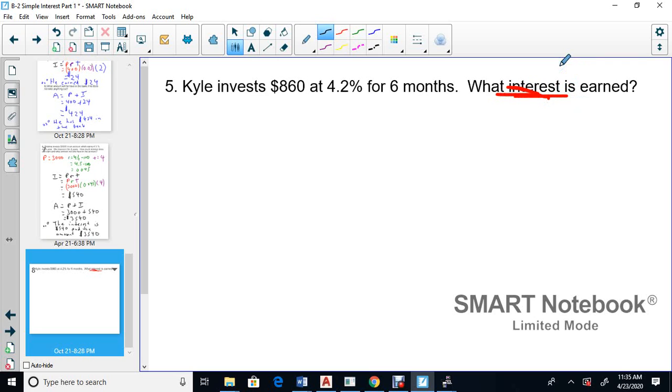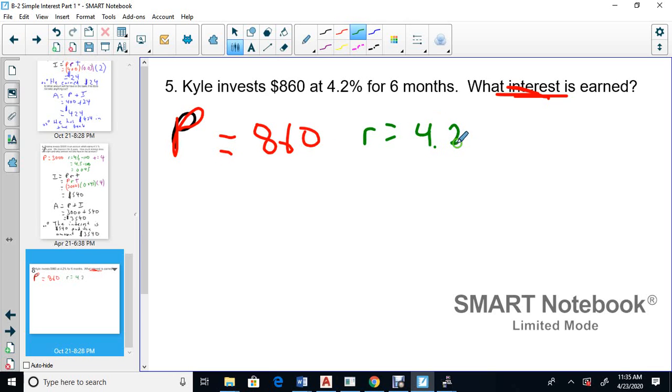So let's color code this. We'll do red for the, so just go in order. We'll go red for the principal. So P is 860. Okay, we'll do green for the next one. Our rate is 4.2%. So we divide it by 100 to get a decimal, and you get 0.042, not 0.42. Be careful.